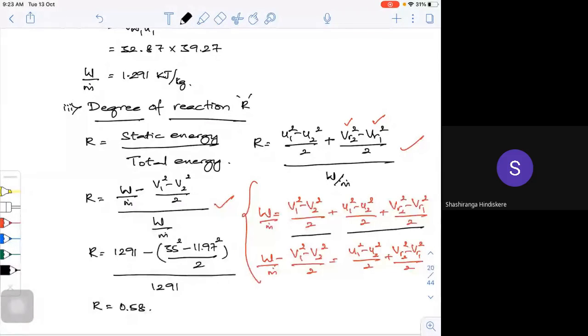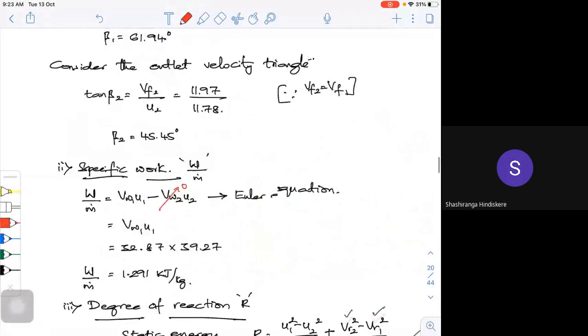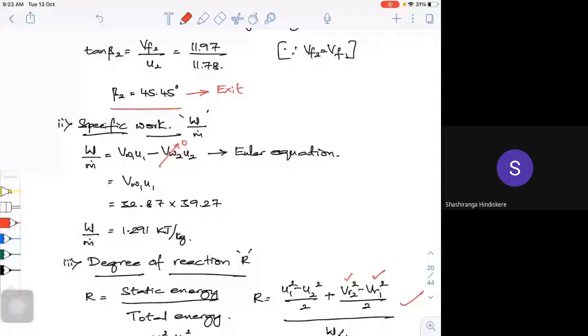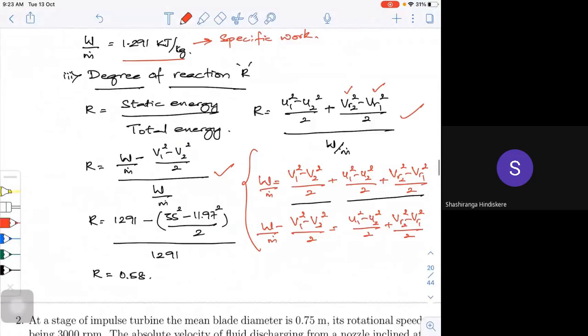In the numerical statement, they have asked us to find the blade angles at inlet and exit, that is beta 1 and beta 2. The second quantity they asked us was the specific work, and the third quantity they asked us was the degree of reaction. All the components which they have asked in the numerical have been solved. This is how you are supposed to solve this numerical.